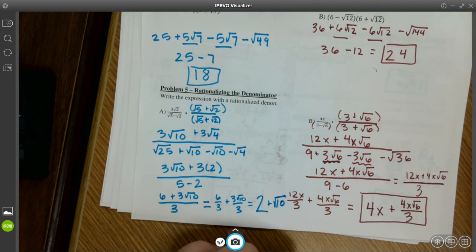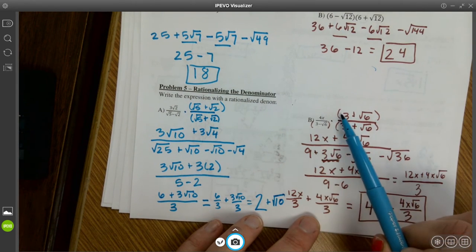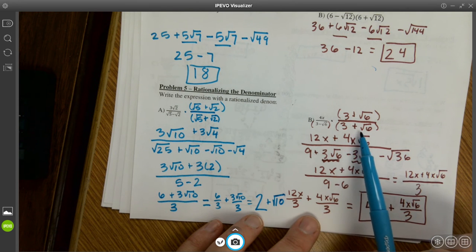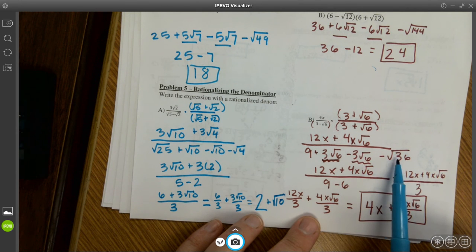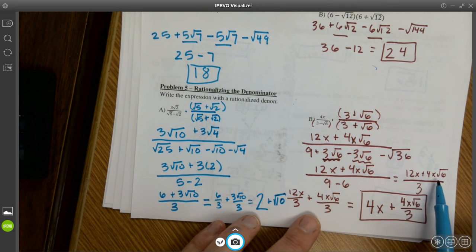My conjugate is 3 plus the square root of 6. So on top, I can multiply the 4x in, and I get this. On bottom, first, outside, inside, last, these two cancel. Square root 36 becomes just 6, and I subtract. And this is what I have.